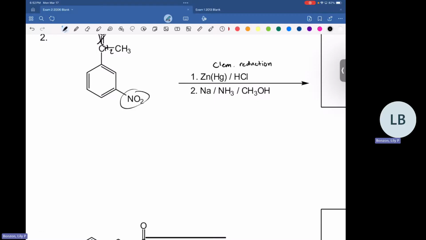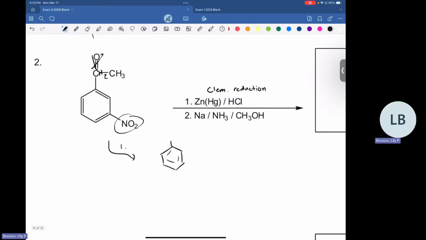In addition, we have this nitro group. And so this reducing agent can also reduce that nitro group. So first step, instead of a ketone, we're going to have our just regular hydrocarbon group. And then this NO2 will be reduced to NH2.